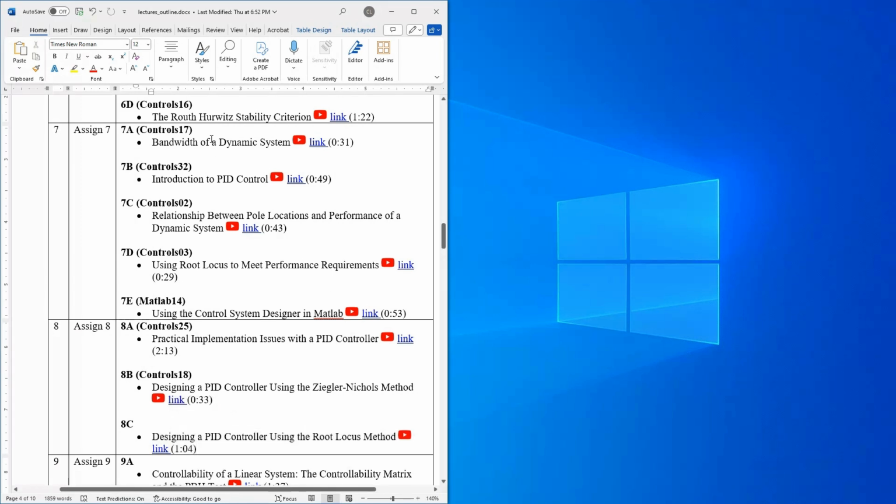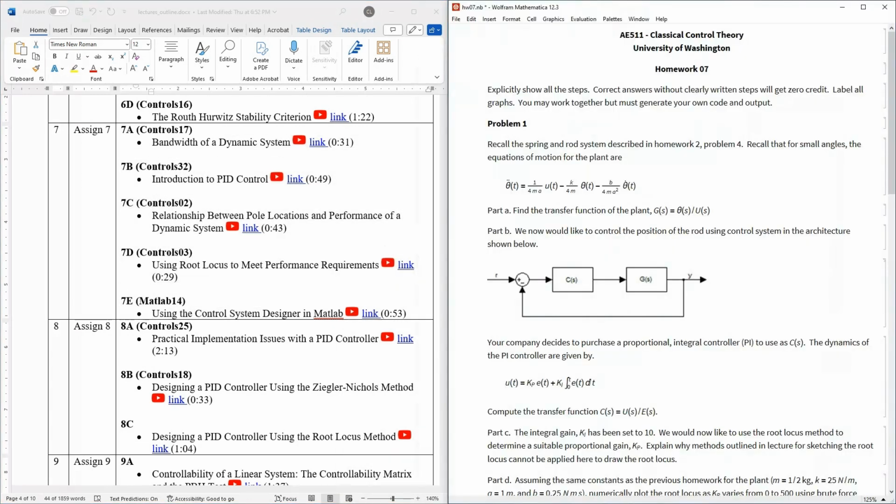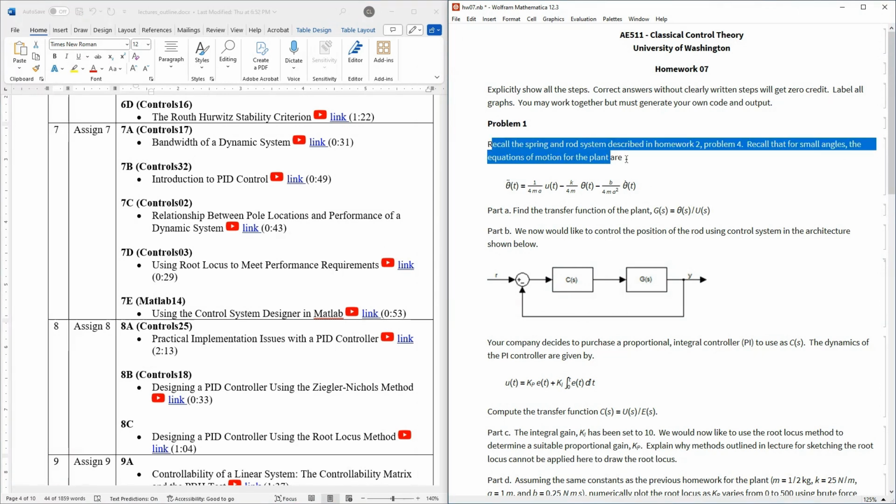Okay, so that's the game plan for week 7. Let's take a look at homework 7. And homework 7 is actually kind of fun because it's going to reference some of our old homework. So for problem number 1, I want everyone to recall, remember back in homework 2, problem 4?